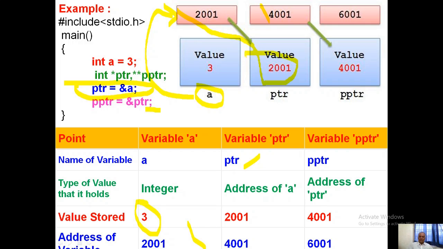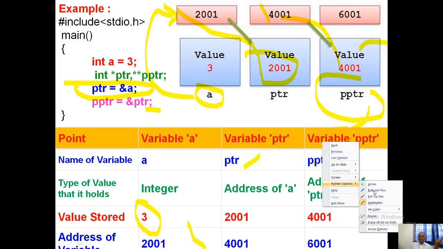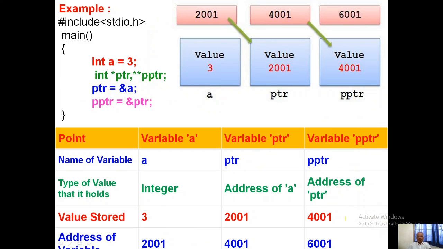2001. Yes or no? Next, this PTR. This PTR is nothing but the address of a. Here a is holding the value 3. PTR is going to hold the address of that a. PPTR is going to hold the address of that PTR. Its address is 6001.